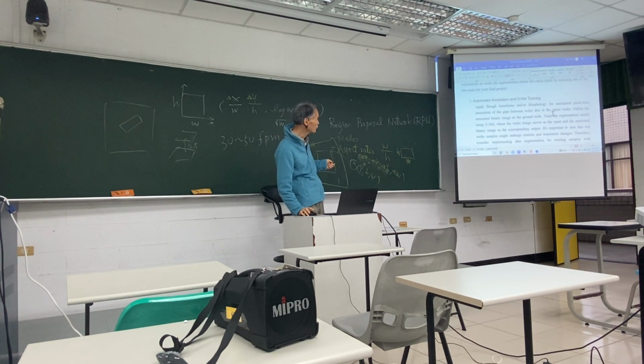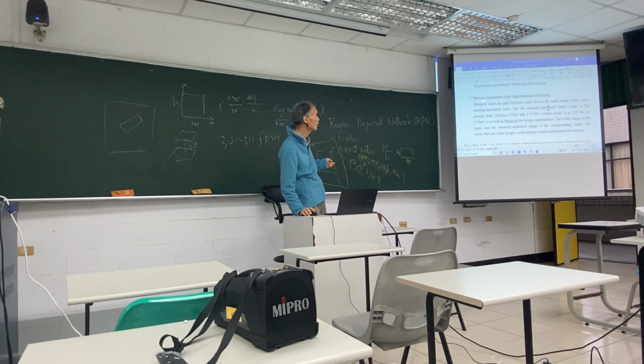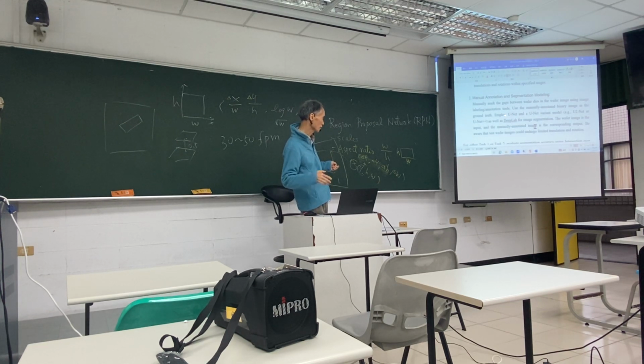But if this is too difficult for you to annotate automatically for the whole image, then you can go for this one. Then you can do the manual annotation. That'll be fine with me. But you need to focus on the segmentation modeling by employing UNET, of course.